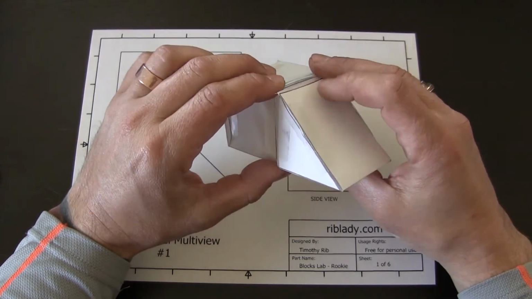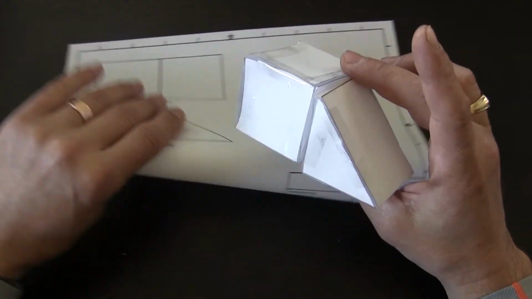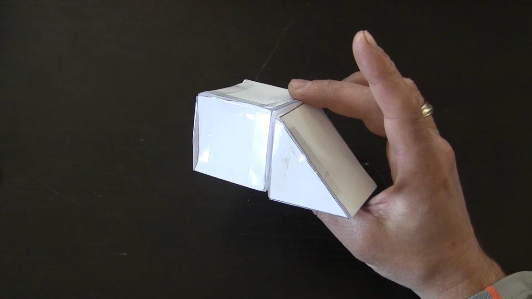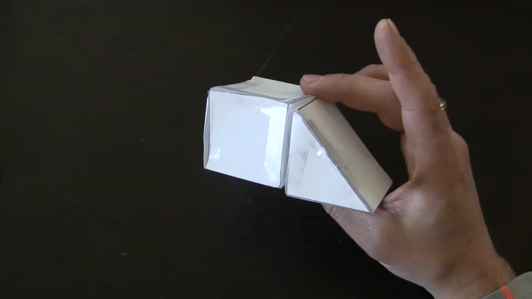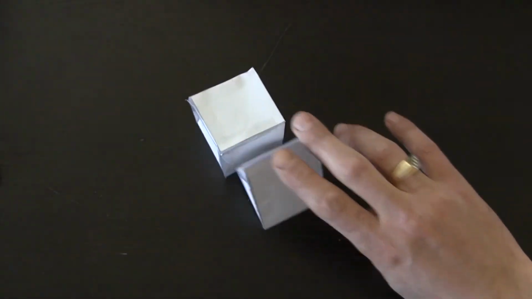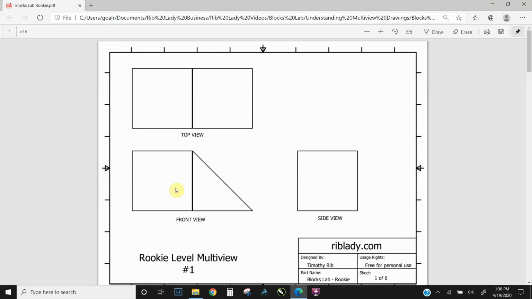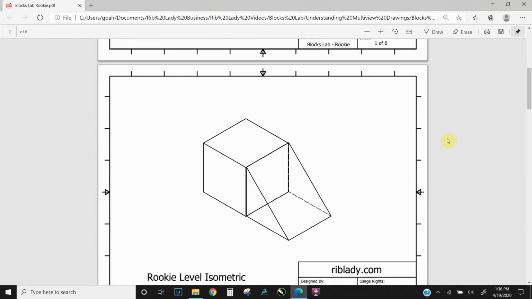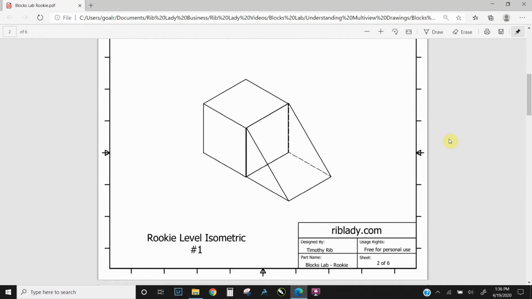That means that our finished object, our three-dimensional build, is this. We read a multi-view, this is what we built. This is a correct answer. Or if you need to see it another way, here it is on my computer screen, an isometric drawing representation of that multi-view.